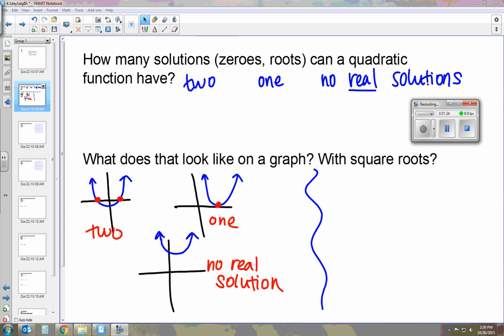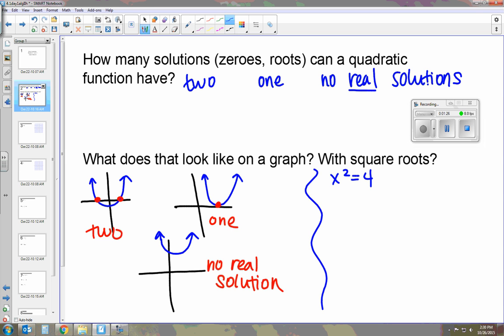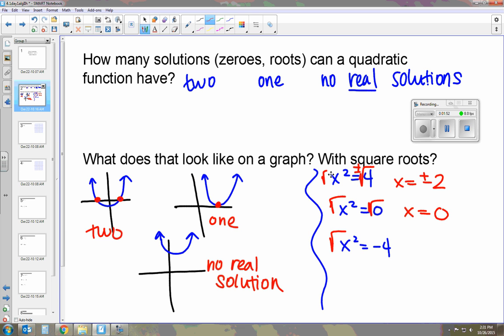Okay, so if we have something like x squared equals 4, if we square root both sides, don't forget to do plus or minus, it would be x equals plus or minus 2. So that would be 2 solutions. If we have something like x squared equals 0, and we square root, 0 is not positive or negative, so that's 1 solution. And if I have something like x squared equals negative 4, and we square root it, that would be no real solution, because for right now we can't have a negative in that radical. So that's no real solution.